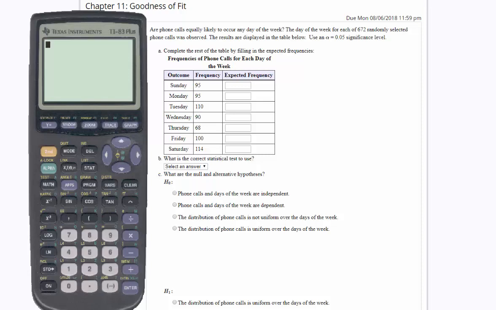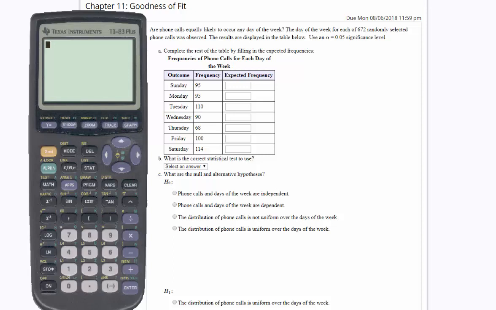In this video, I will solve a problem that deals with goodness of fit testing, and I will use a TI-83 calculator to show you how to do the computations. So if you're using the TI-84 calculator, you won't have to do all the steps that you will see in this video, but conceptually, it is still a good video for you to watch.